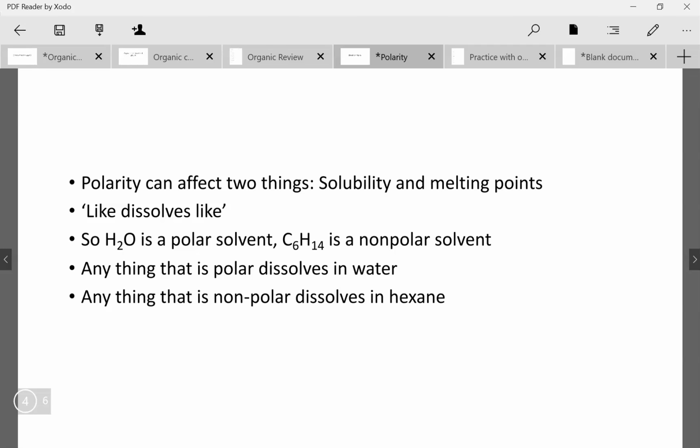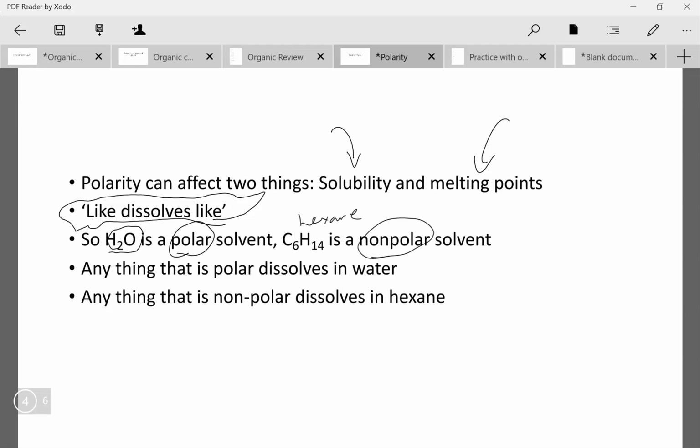So, we're going to be talking about two effects of polarity. One effect is the solubility. One effect is the melting point. What we have to understand about solubility is that like dissolves like. So polar solvents dissolve polar substances. Non-polar solvents dissolve non-polar substances. For our purposes, we're going to be looking at two solvents: water being a polar solvent, and hexane being a non-polar solvent. So anything that is polar dissolves in polar, as in water. Anything that is nonpolar dissolves in hexane, because hexane is nonpolar.